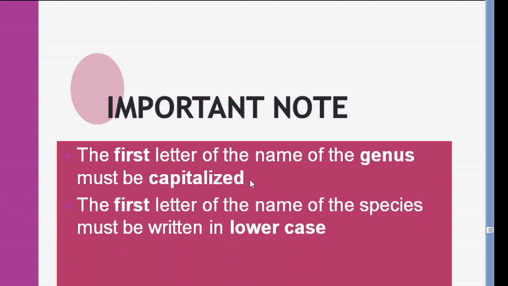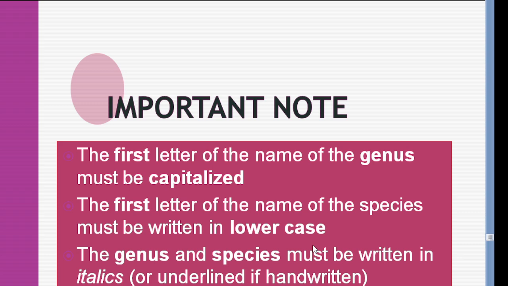The second note concerns the species, which is in the second position, and the first letter of the species must be written in lowercase, en minuscule. So for the genus, the first letter must be in capital letter, and for the species, the first letter must be in lowercase. Okay.